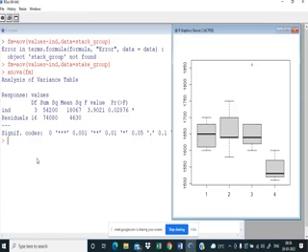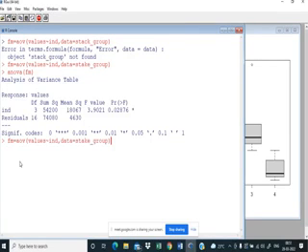Sir, in the last 2 commands, you used FM equal to AOV, and the last one, ANOVA of FM. So what is the difference between AOV and ANOVA? This is not F of M. FM is a name. You may give any name. Suppose here I give the name M also. No problem with this. This is just a name.